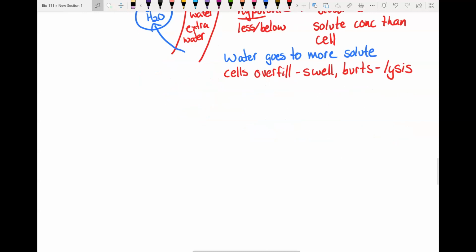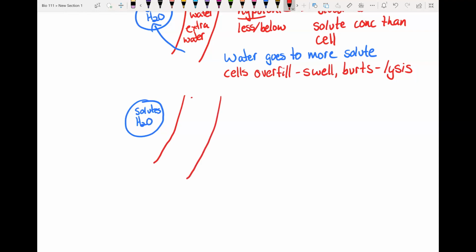We have the other end of the spectrum. You have your cell, it has its solutes, it has its water. You have your blood with your solutes and your water. The opposite of getting too much water is having too much solutes.